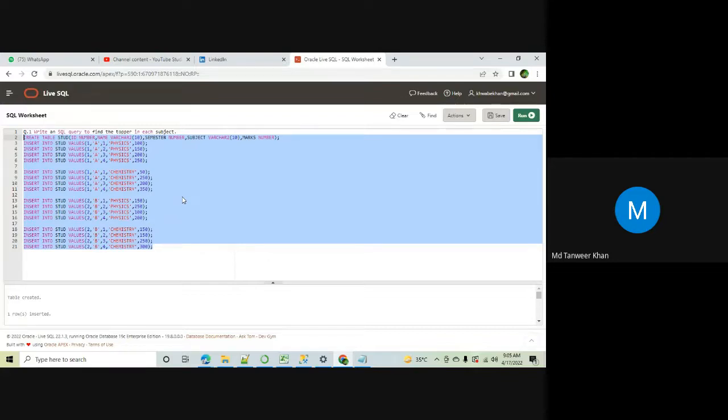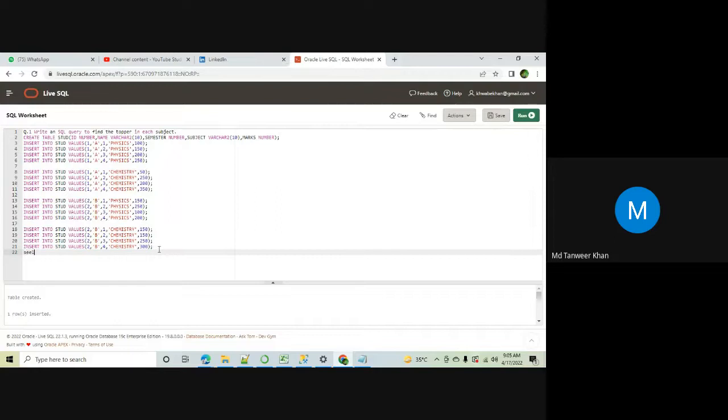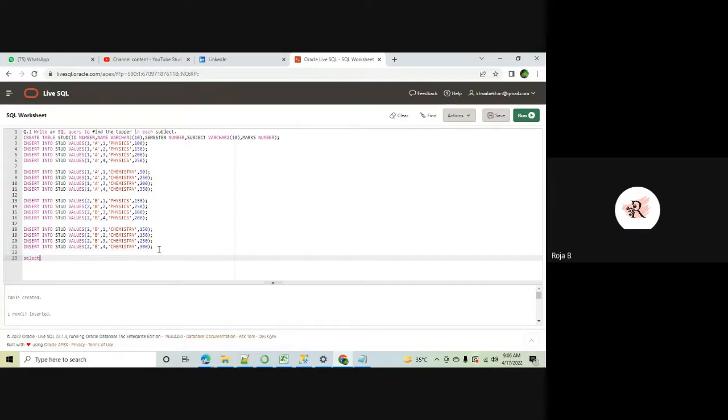So is the question clear first of all? Yes, the question is clear. In each subject we have to find a topper. Not the overall topper, the topper in each subject. Who is the topper in physics? Who is the topper in chemistry? Two subjects are there.